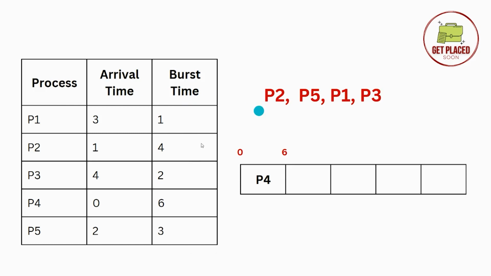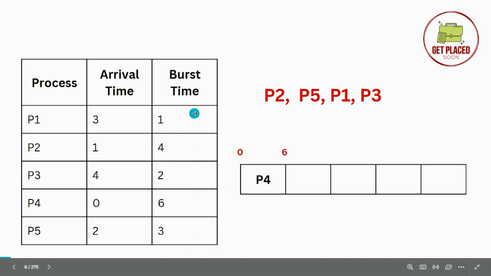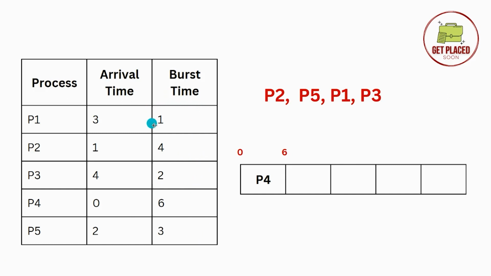P2 has 4, P5 has 3, P1 has 1 and P3 has 2. So P1 has the least burst time, that is 1 unit of time. Therefore P1 will be executed: 6 plus 1, till 7, P1 is completed. Next, in ascending order, the burst time is 2, that is P3. P3 has a burst time of 2, therefore 7 plus 2, till 9, P3 will be executed.